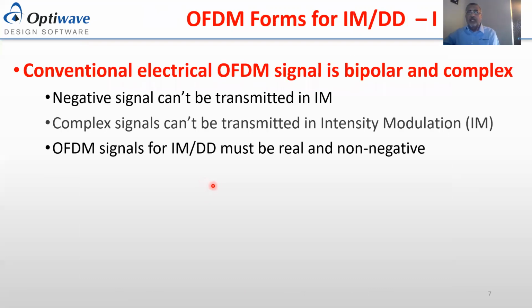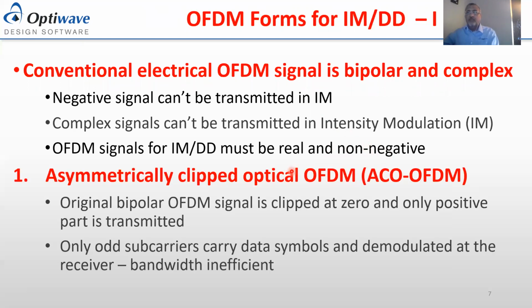Okay, so the first part here is about the intensity modulation direct detection of OFDM. And as you know, the electrical OFDM signal is typically bipolar and complex. However, to be able to transmit it over the fiber using intensity modulation, the light intensity is only real, and the signal cannot be negative. So that's an issue. And to overcome it, there are different schemes being used for OFDM.